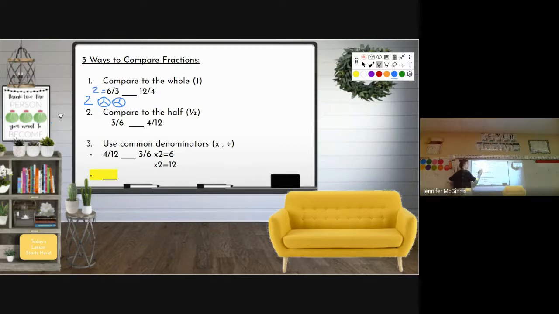What about 12/4? 1, 2, 3, 4, 5, 6, 7, 8, 9, 10, 11, 12. How many wholes do I have, Emma? I have 3. So that tells me that 12/4 is larger than 6/3. That's how you compare to the whole.